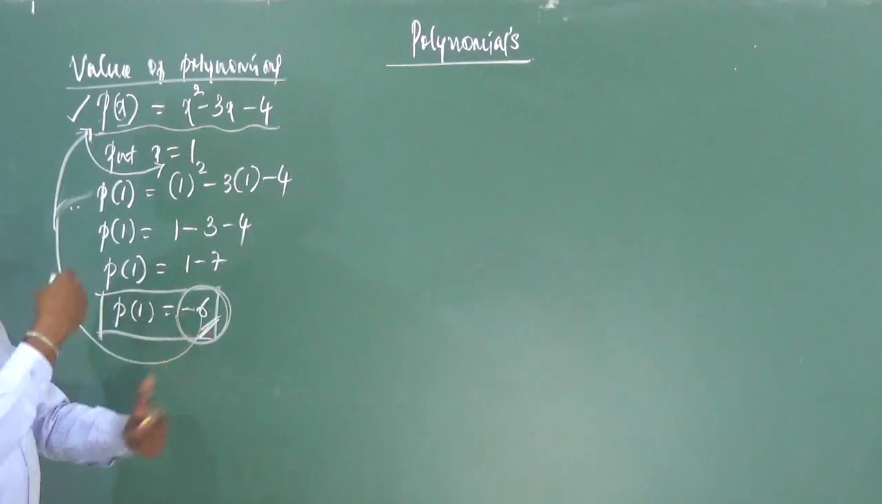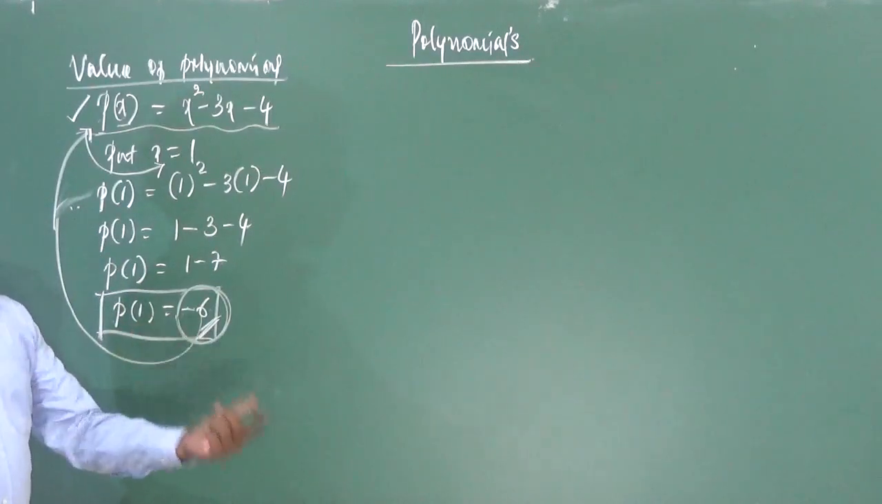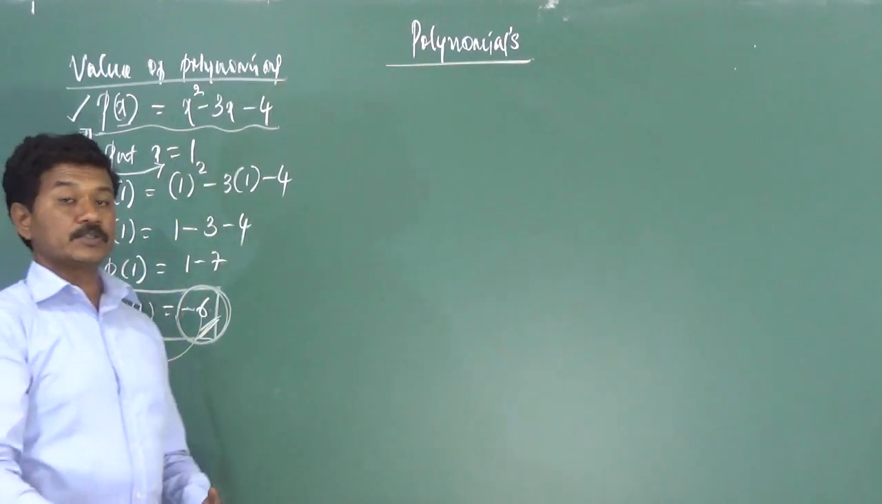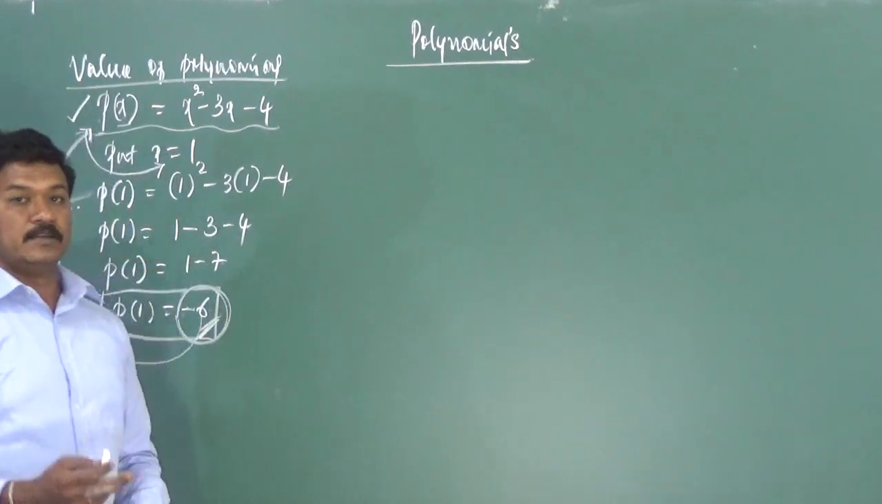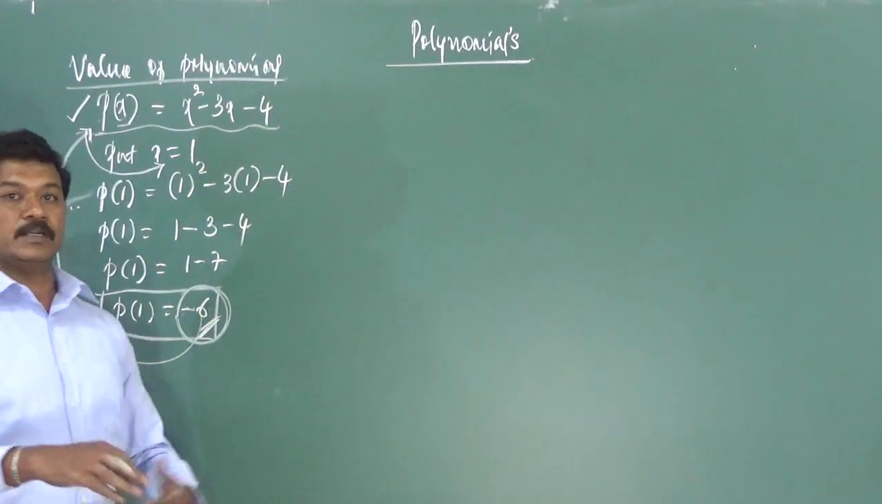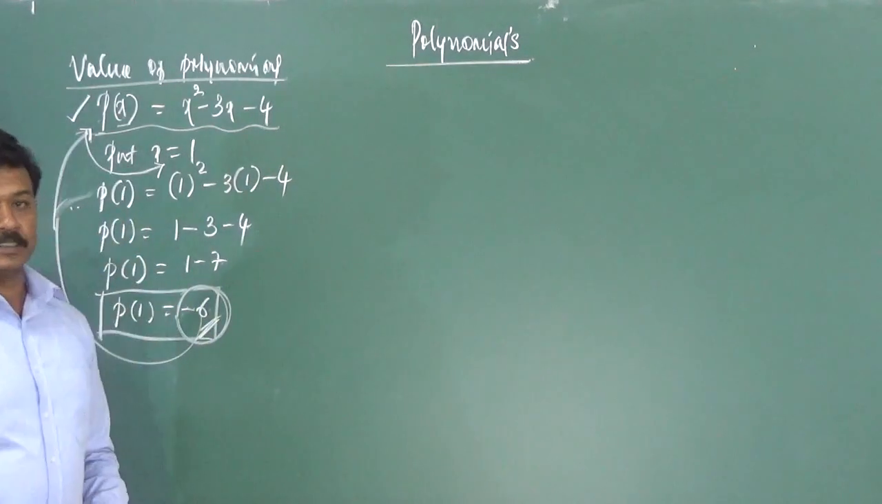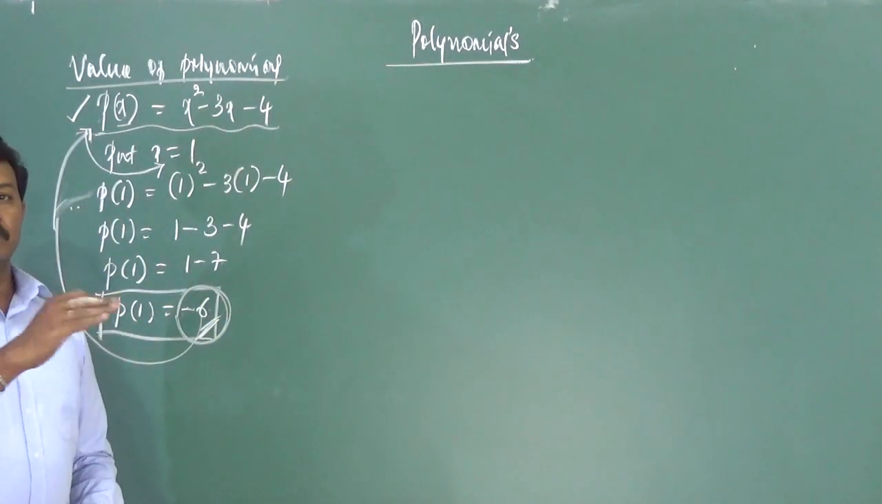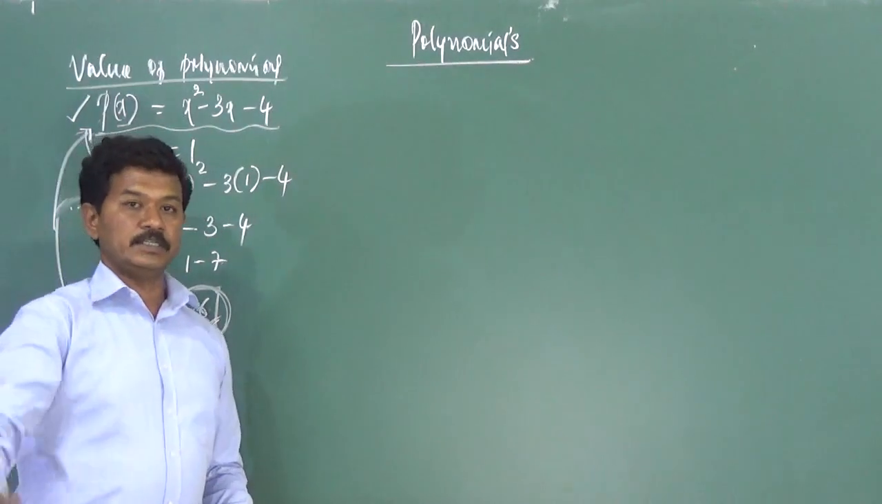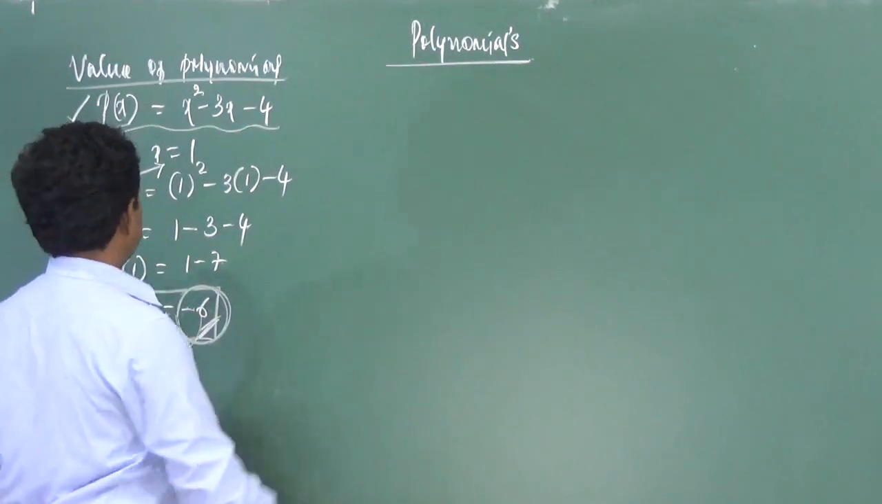So if you put x is equal to 2, the value of the polynomial changes. If you put x is equal to minus 2, the value of the polynomial changes. If you put x is equal to 3 by 2, then the value of the polynomial changes. So as you go on giving values for x in the polynomial, the value of the polynomial goes on continuously changing. Let us go with another value.